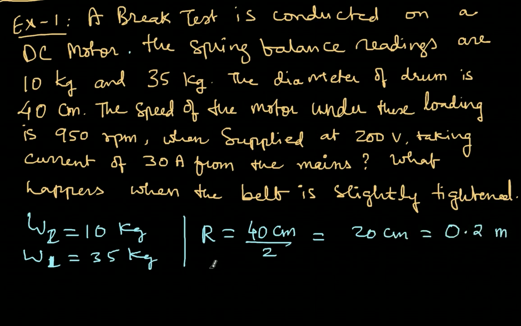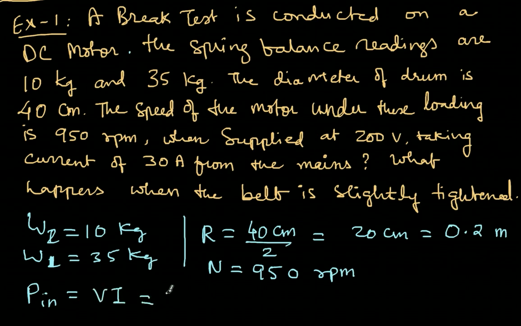So be careful with the units. Here it will be in meters. The speed of the motor under loading is 950 rpm, so the N value is given as 950 revolutions per minute. When supplied at 200 volts, taking current of 30 amperes, so therefore I already know the input power, P in. The input power is nothing but V into I, which is 200 into 30, which is 6000 watts.